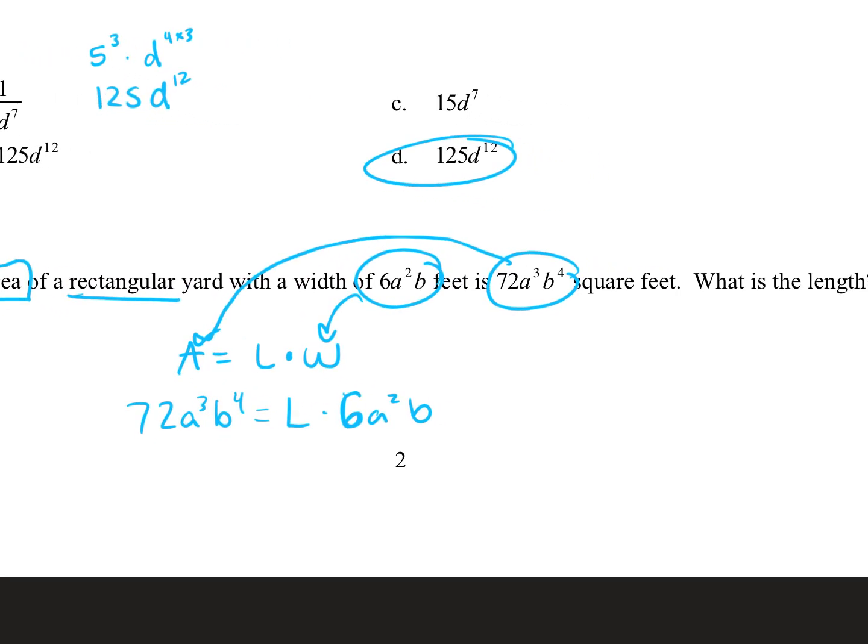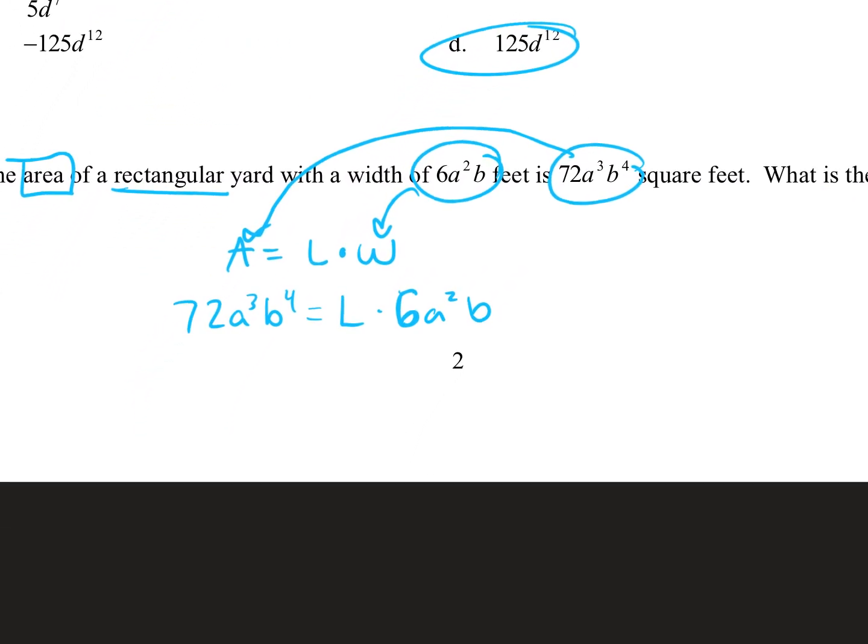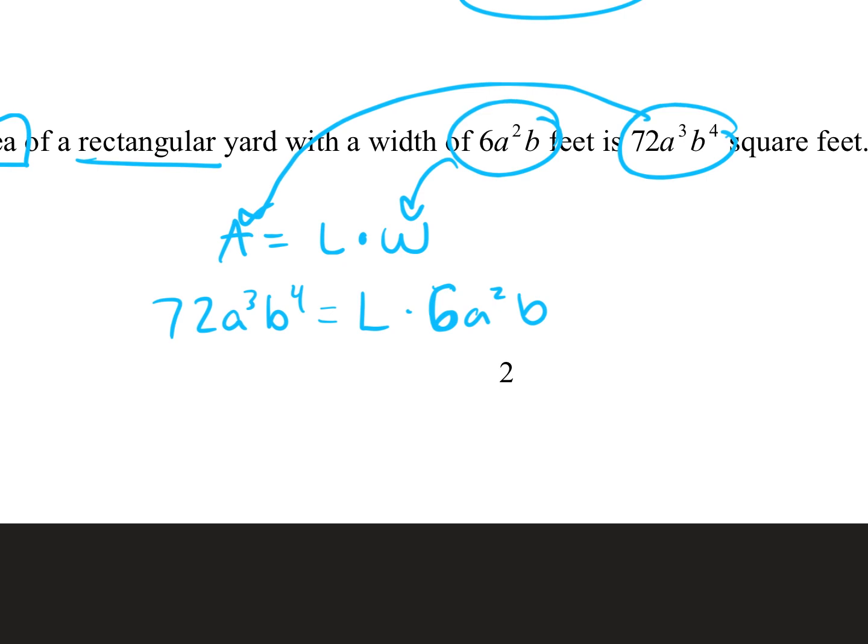So this question is asking me for the length. How would I find the length? So I want to get L all by itself. What would I have to do to get the length all by itself? Awesome. We divide both sides by 6a squared b. So now I can simplify this, and I'm just going to do it one step at a time. First, I want to simplify the numbers. What's 72 divided by 6? 12.